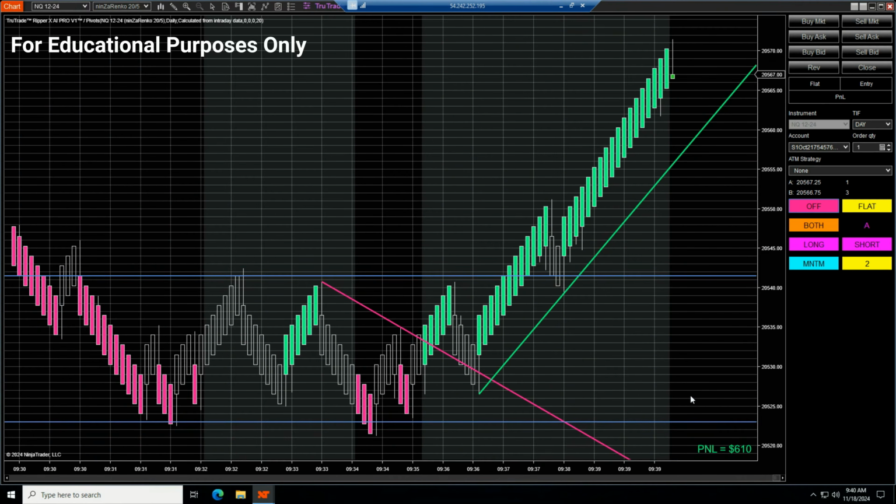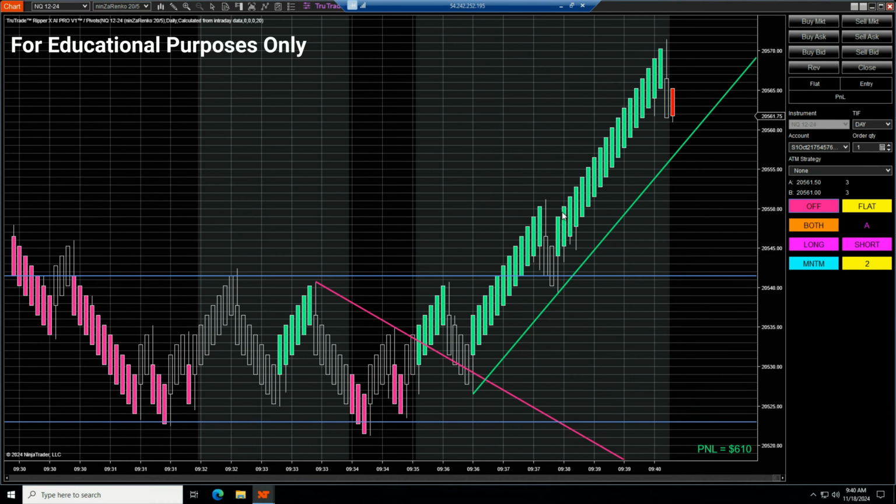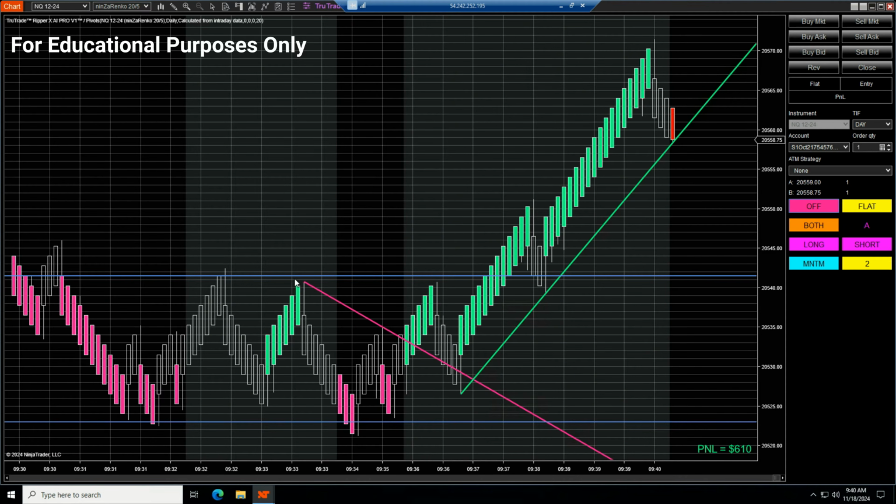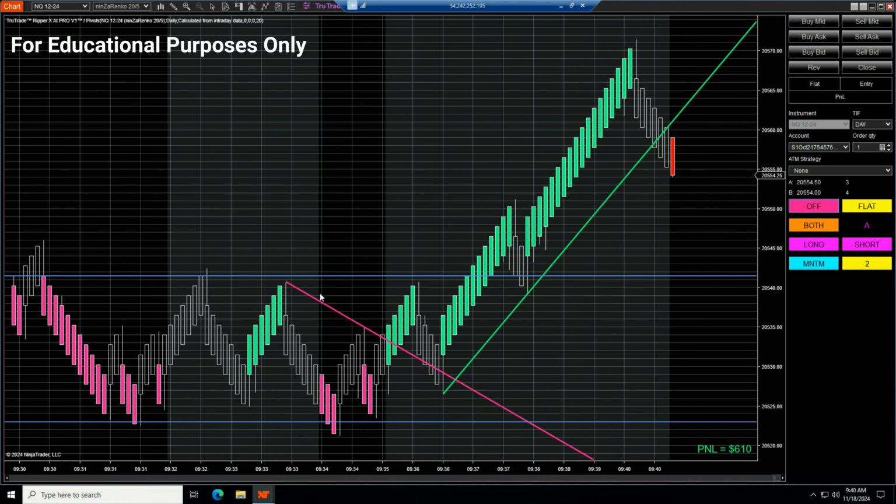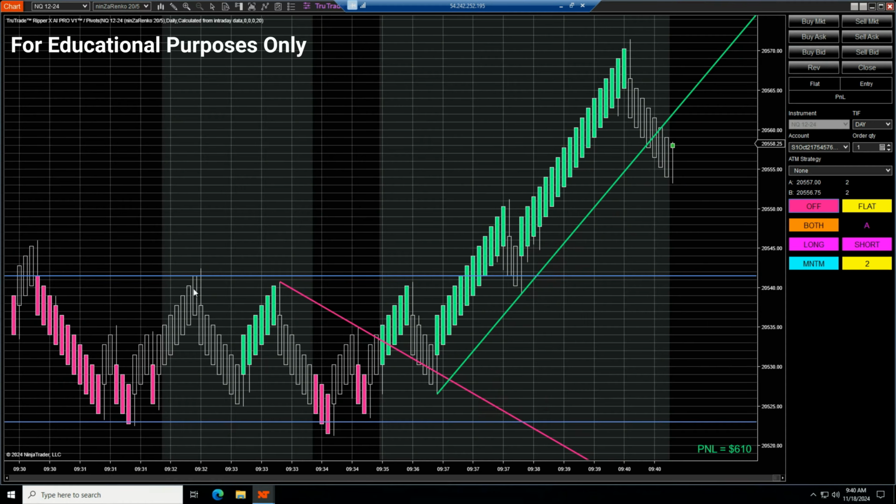Okay, so $610. Not sure what it did on that last one. Tried to do a reversal trade, but you can see that this volatility shield really helped us out, right? It kept us out of this. It got us into this nice trade, and we're done for the day.